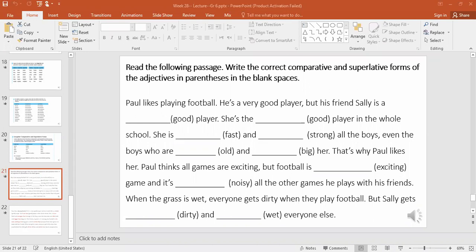Paul likes playing football. He's a very good player. But his friend Sally is a better player. She's the best. Very good. Thank you. Yes, Aya. She's the best player in the whole school. Very good. Thank you.